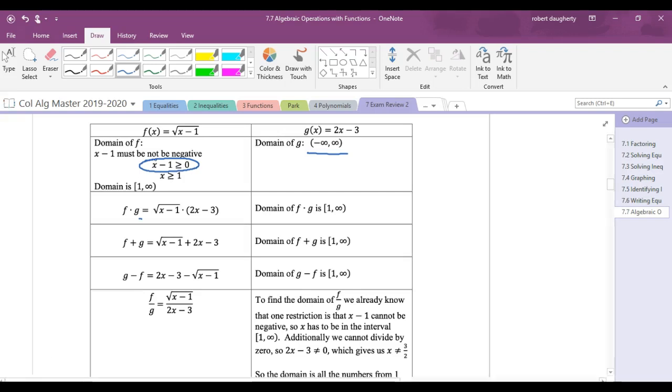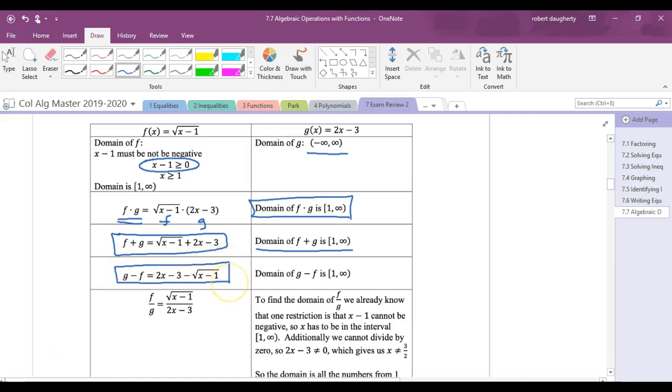So when I multiply f and g together, this is f, this is g. That's what happens when I multiply them together, and the domain is going to be the more restricted of those two values, okay? What happens when I add f and g? That's when I get this expression. Same thing, the domain is the more restricted domain that you see from f. When I subtract them, g minus f, so that's 2x minus 3 minus square root of x minus 1, same thing, the domain is the same as the domain of f, 1 to infinity.